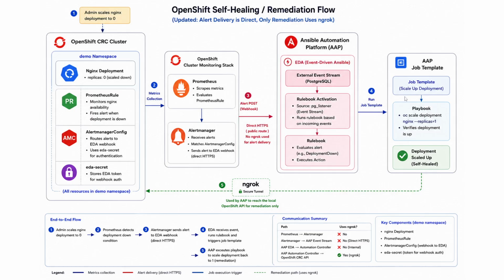The job template executes an Ansible playbook that connects to my local CRC cluster through a secure ngrok tunnel, because the Kubernetes API is running locally. The playbook automatically scales the deployment back to the desired number of replicas, restoring the application without any manual intervention.